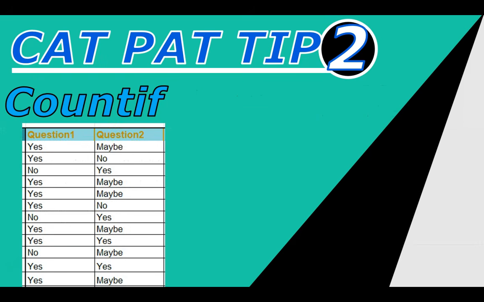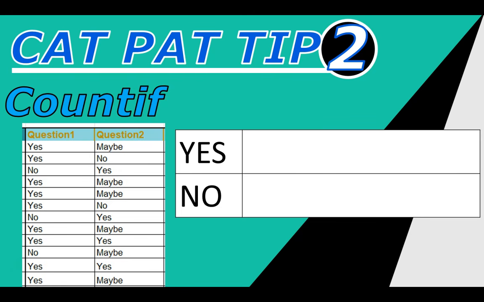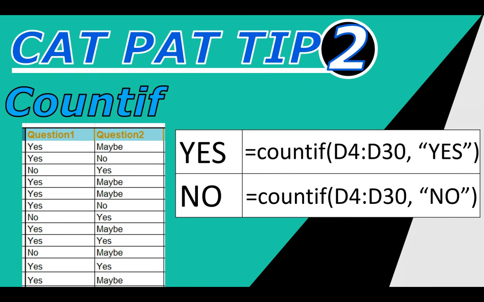So for example, if we've got data like this, where we've got lots of yeses and nos, and we want to determine how many people said yes and how many people said no, that's when we can use a COUNTIF. And you use that formula equals COUNTIF, followed by the range and then what you are counting. But if you want to be more efficient, you don't actually want to refer to the no, you want to refer to the cell that contains the word no.